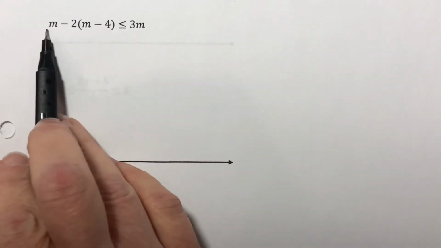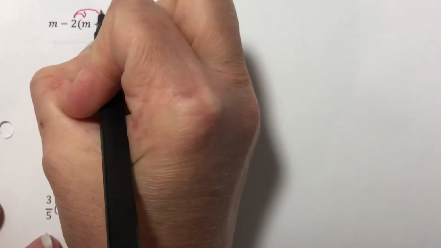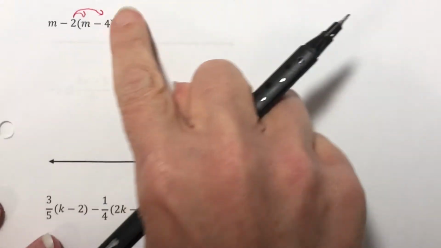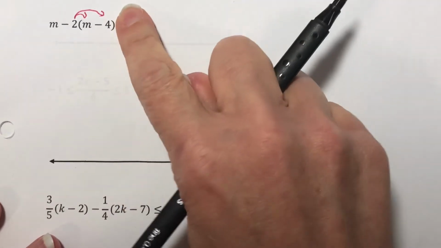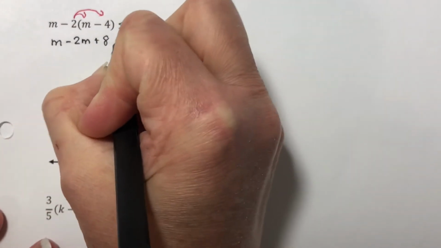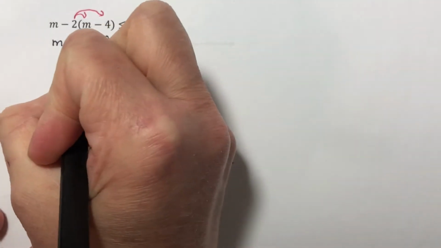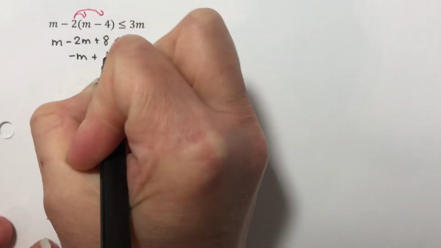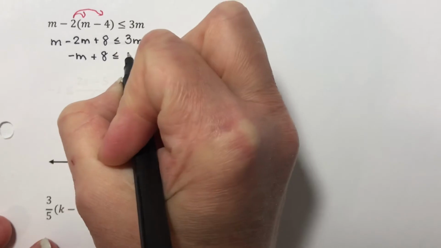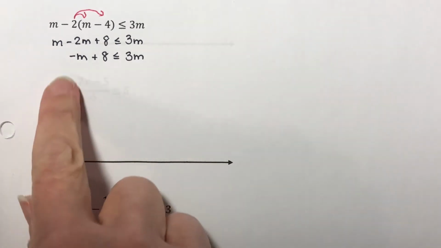What we have here, we need to distribute this negative 2 first. So I'm going to take this and distribute through here. And I don't have to worry about this sign at all. It's only when I divide both sides or multiply both sides by something. So basically here I'm just rearranging. I have m minus 2m plus 8 is less than or equal to 3m. m minus 2m would be negative m plus 8 is less than or equal to 3m. Okay, so I've combined like terms over here, simplified this.